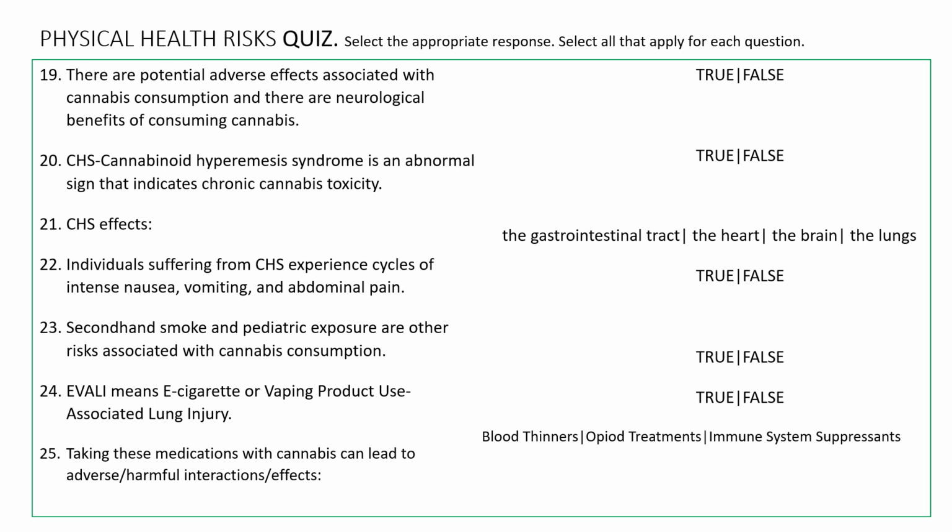Blood thinners, opioid treatments, immune system suppressants. Yes, all 3 medications have adverse or harmful interactions with cannabis: blood thinners, opioid treatments, and immune system suppressants.